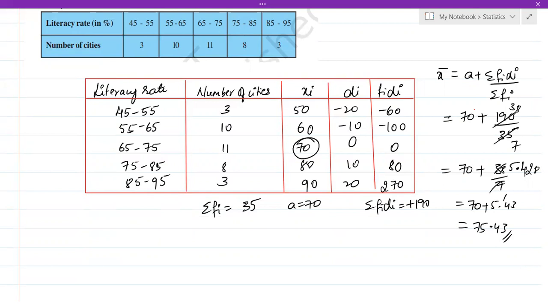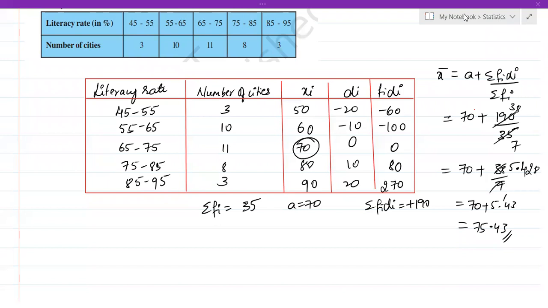Okay, so we have completed the problems on the first exercise, that is, the problems on mean. In the next video, we'll be starting with mode.